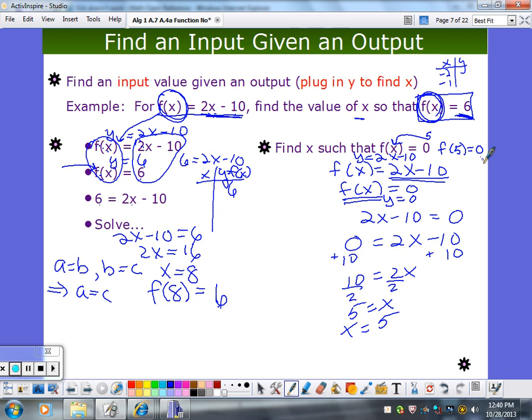That's what that means. Can I make an ordered pair out of this? If this is my input and this is my output, what ordered pair is represented here? What's my input? 5. What's my output? So you can actually see the ordered pairs from this notation as well.